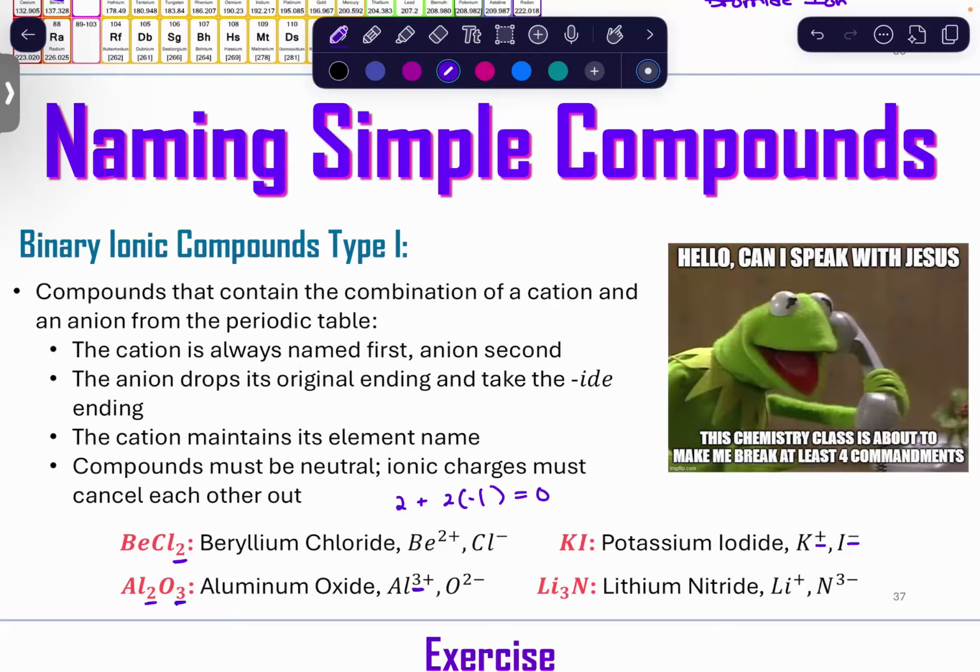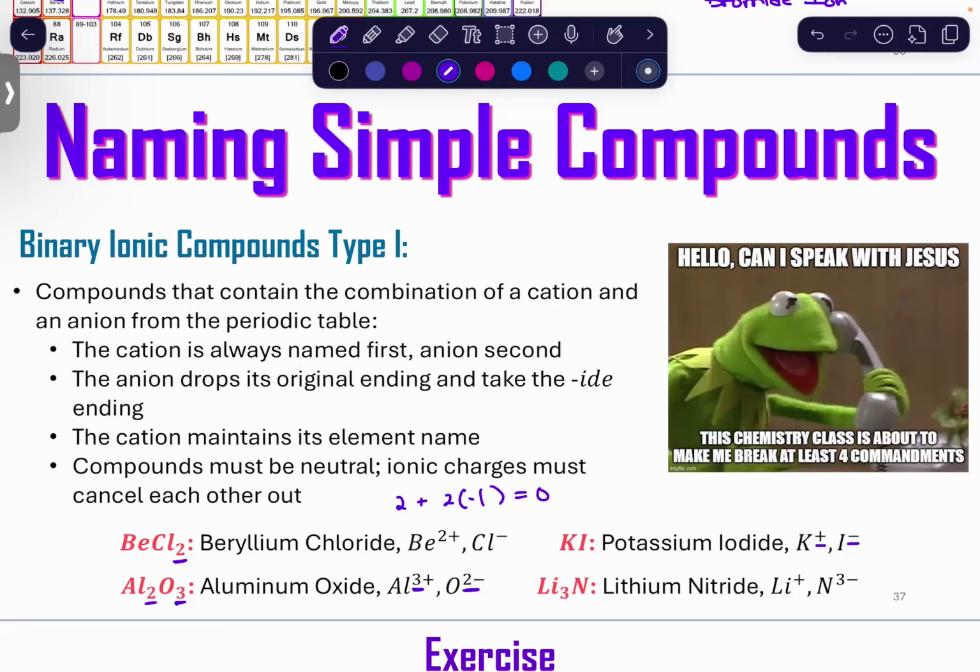3 of my oxides, that's 3 times a -2, that's a -6. So 6 minus 6 is 0. So again, you're going to want to make sure you're getting these pluses and minuses together in a combination that equals 0. And here, the last one, we have Li3N, which is lithium nitride.